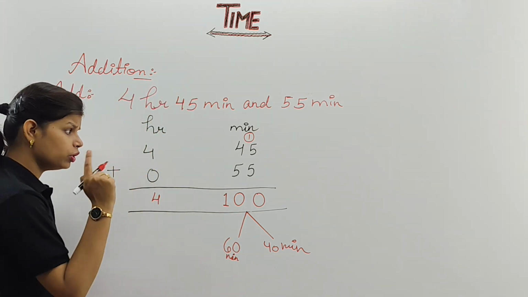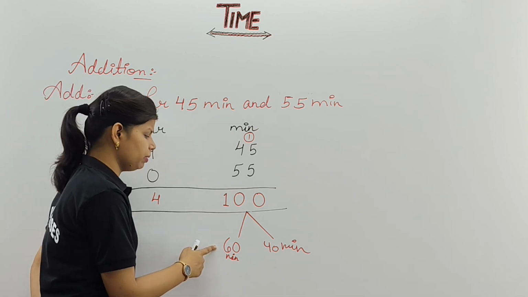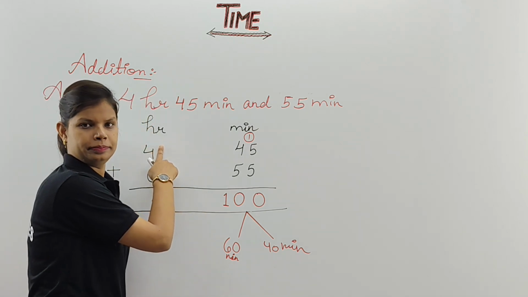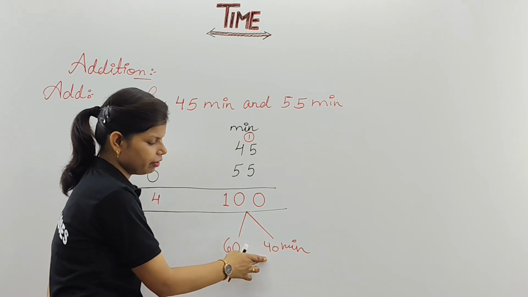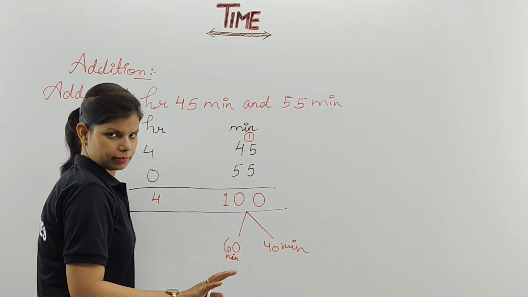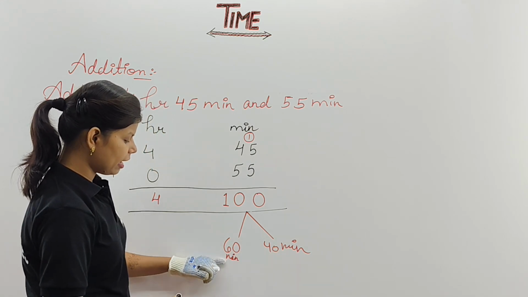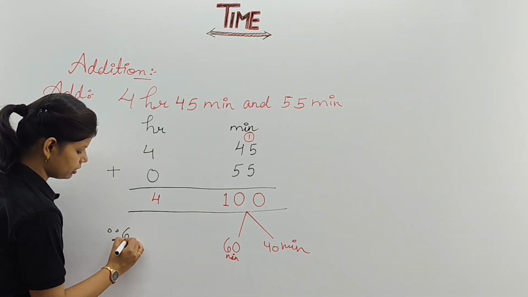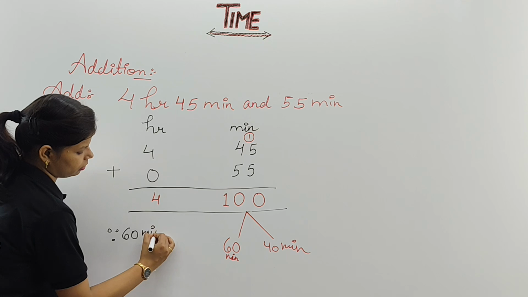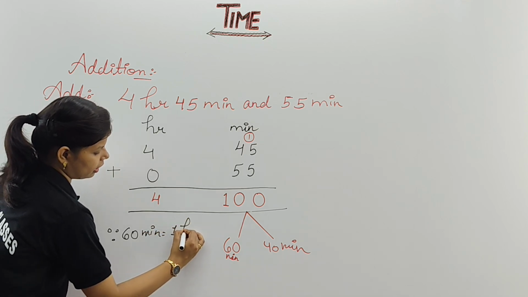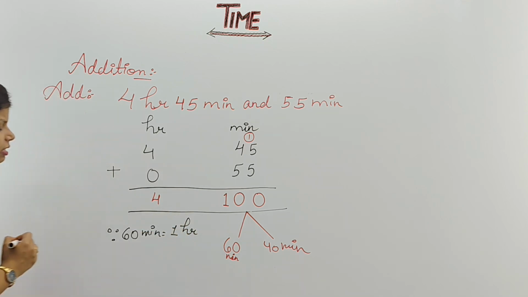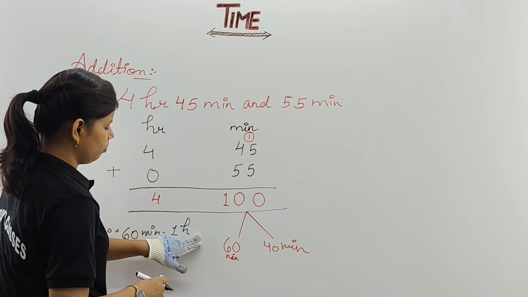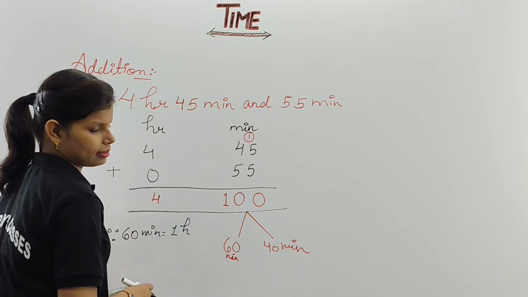Why have I written this? Because we know that when we have 60 minutes, it will be converted to an hour, and extra we have 40 minutes. Clear? So 60 minutes can be written as 1 hour. In place of hour, we can write H as well. Both ways are correct. In some books, H is given.